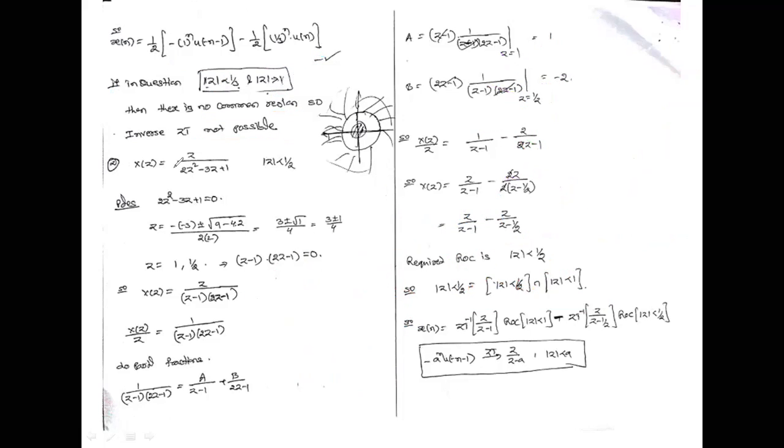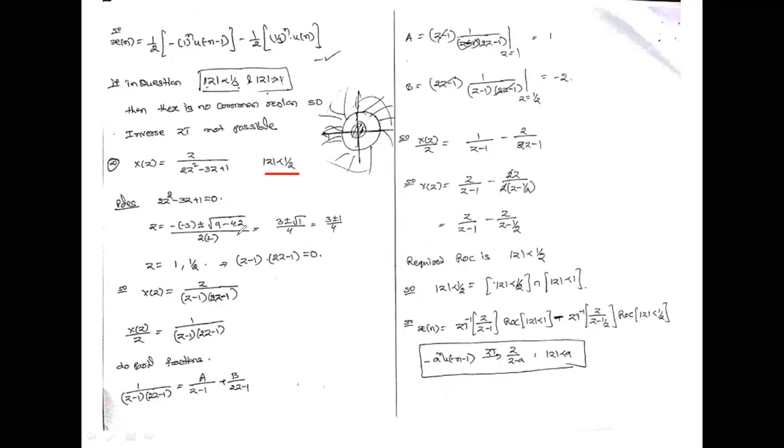Now to take another example, X(z) = z / (2z² - 3z + 1) and the ROC is |z| less than 1/2. The given function is already in positive powers of z, so no need to convert. Take the function X(z)/z = 1 / (2z² - 3z + 1). Find the roots. The roots we got give the two factors, (z - 1)(2z - 1).